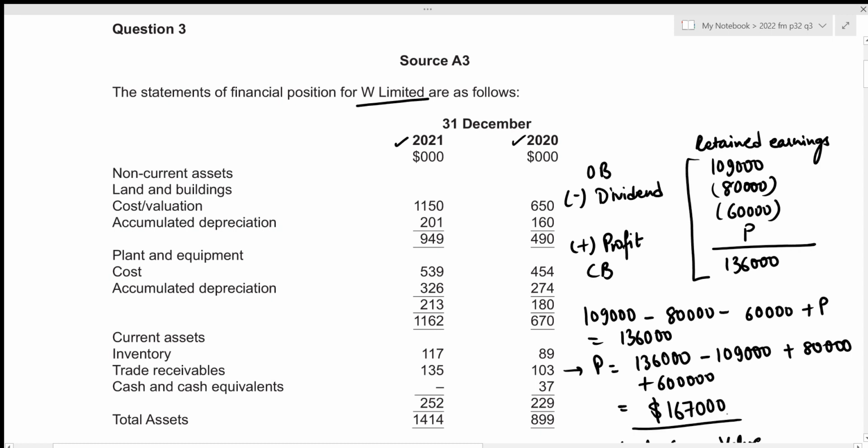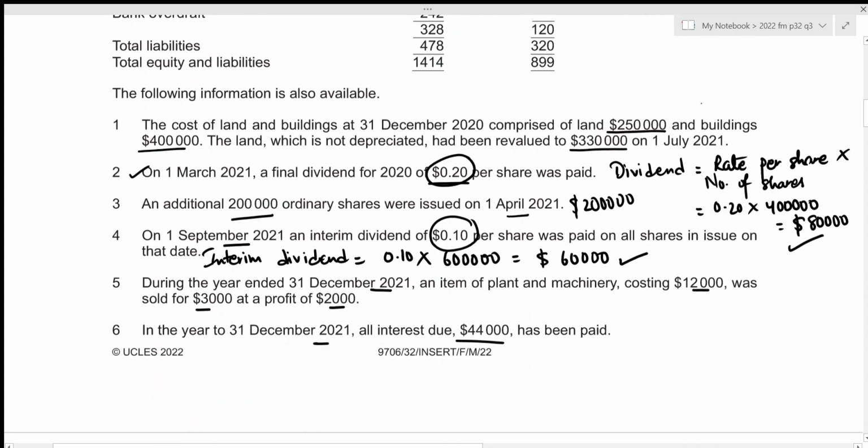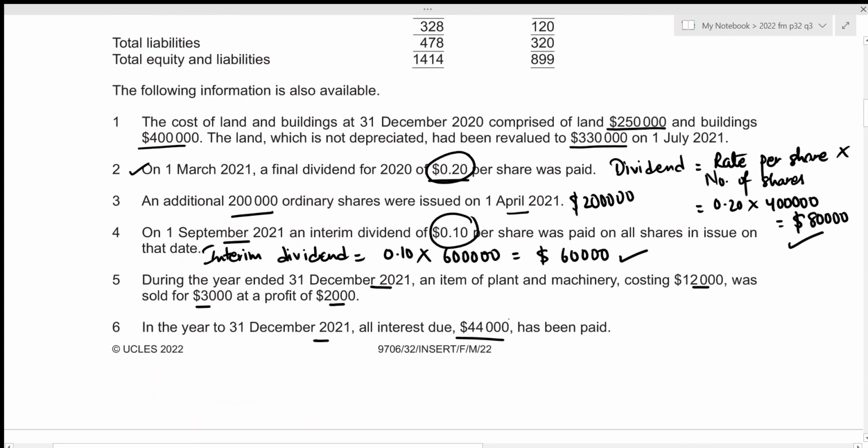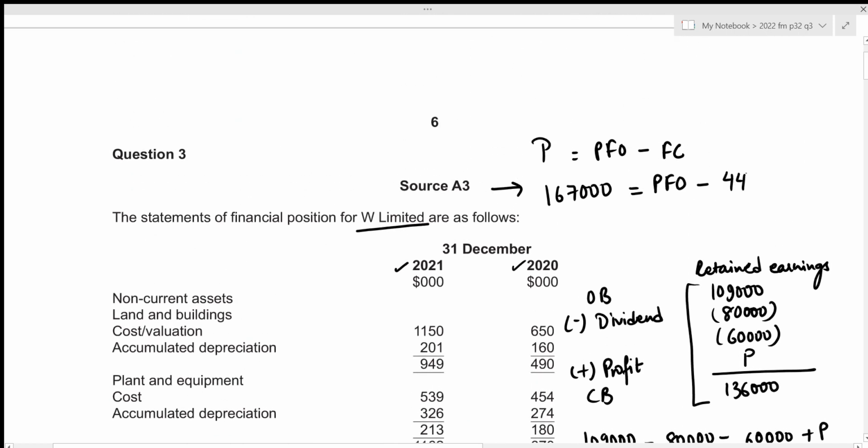Alright, but remember that we require the profit from operations, right? And profit for the year is just the profit from operations minus all of our finance charges. So let's substitute the value for profit, that is 167,000. We need to figure out the profit from operations, and we're told that the finance charges are the interest, which were given to be 44,000 for this particular year. So we just need to subtract this as our finance cost, 44,000. Now this gives our profit from operations the value of 167,000 plus 44,000, which results in 211,000.